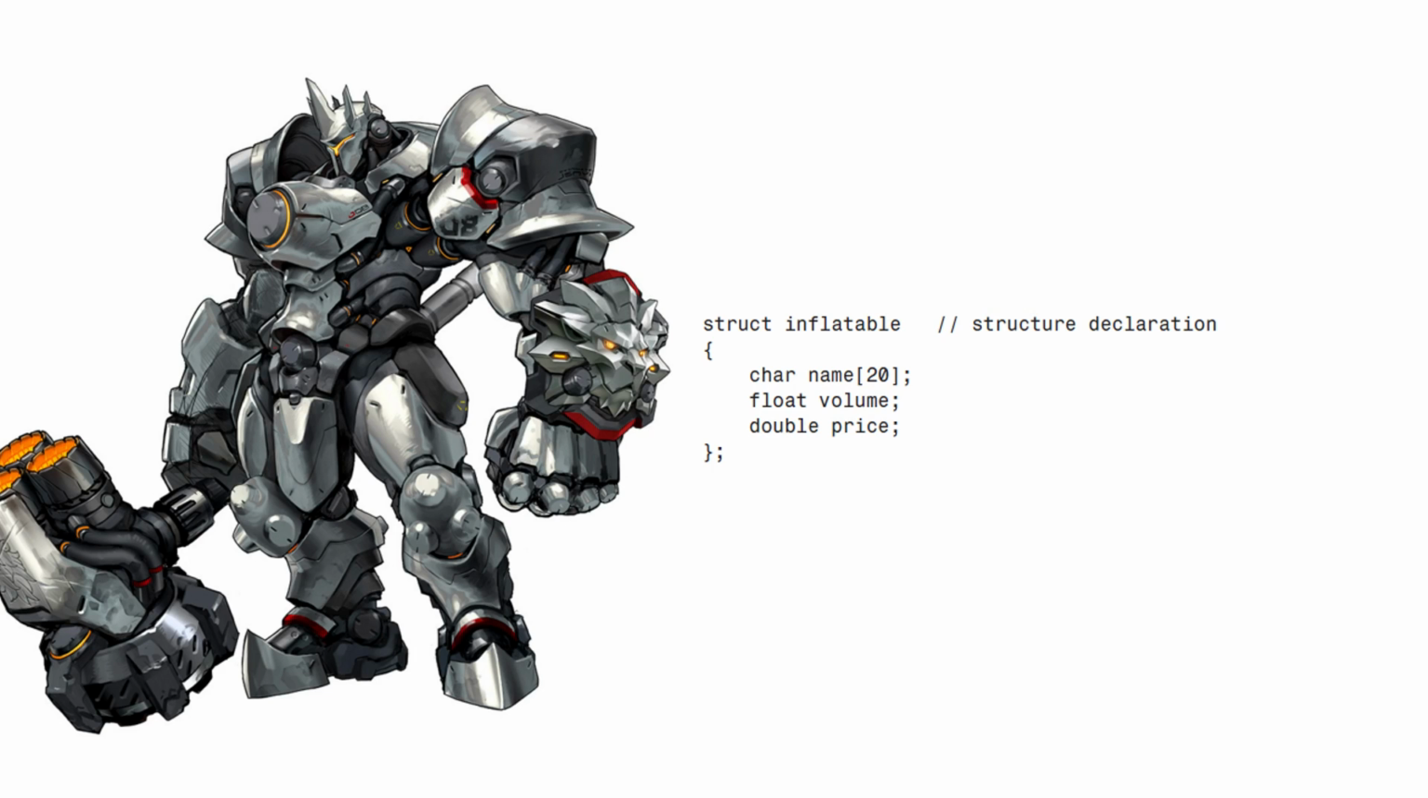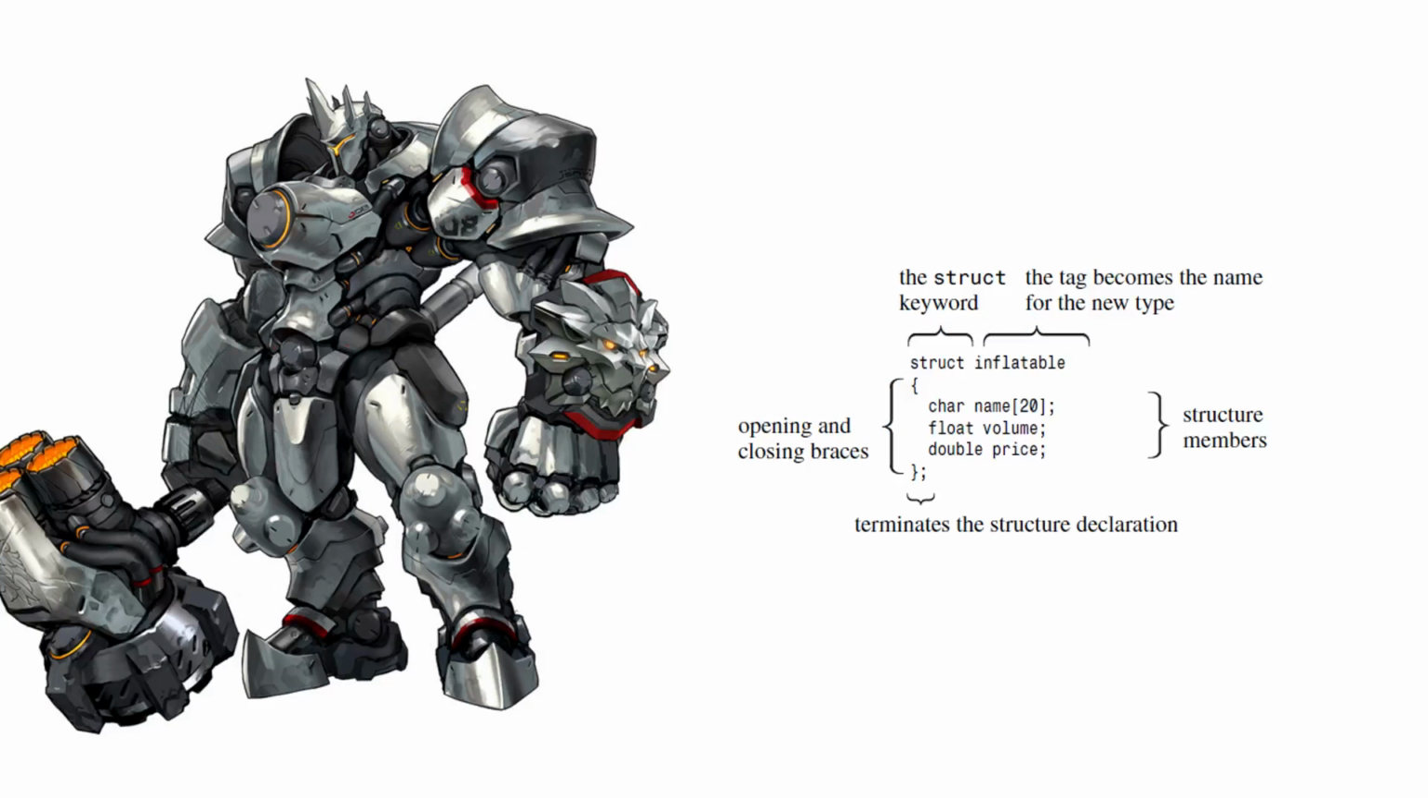It's like an inflatable toy or like an inflatable pool or something like that. It's represented by a name, so the product name, the volume of the inflatable, meaning how big it is, as well as the cost, represented by the price, right? So let's do this example here.